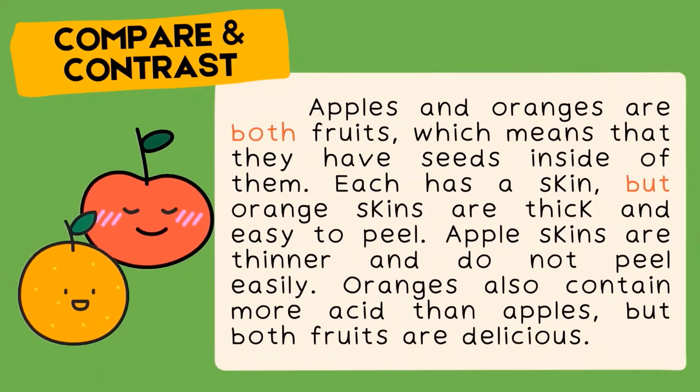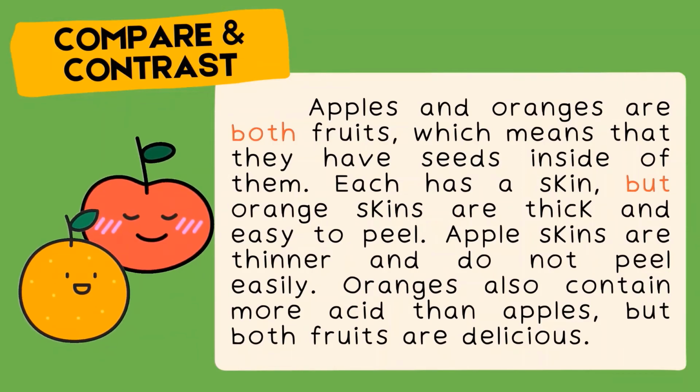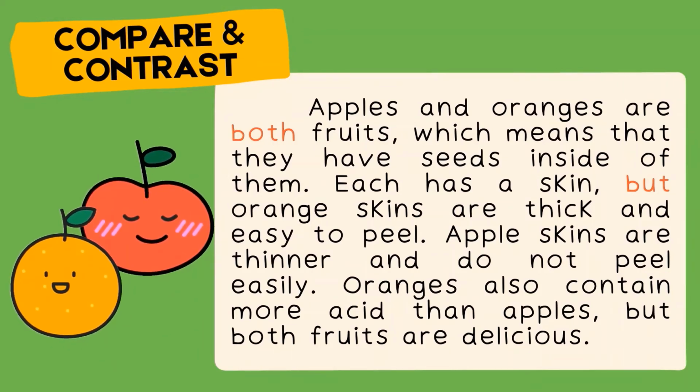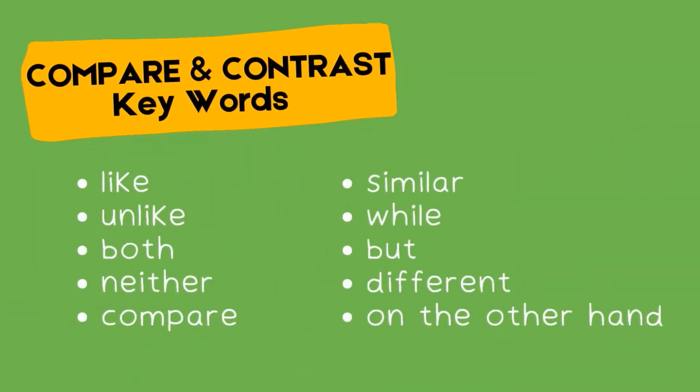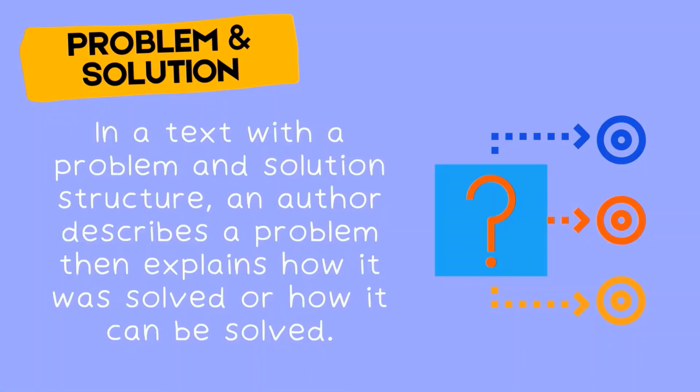Here are other hints that may indicate compare and contrast. We have like, unlike, both, neither, compare, similar, while, but, different, on the other hand. Let's go to the last one, problem and solution. In a text with a problem and solution structure, an author describes a problem then explains how it was solved or how it can be solved.